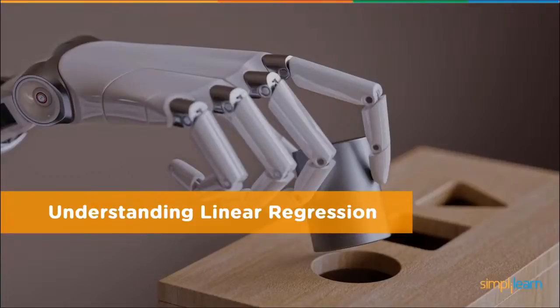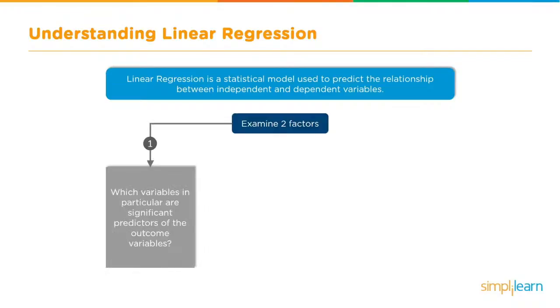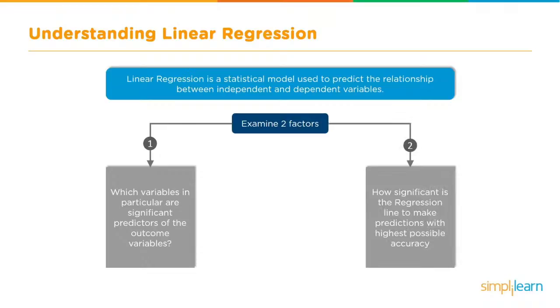Understanding linear regression. Linear regression is the statistical model used to predict the relationship between independent and dependent variables by examining two factors. The first important one is which variables in particular are significant predictors of the outcome variable. And the second one that we need to look at closely is how significant is the regression line to make predictions with the highest possible accuracy. If it's inaccurate, we can't use it. So it's very important we find out the most accurate line we can get.